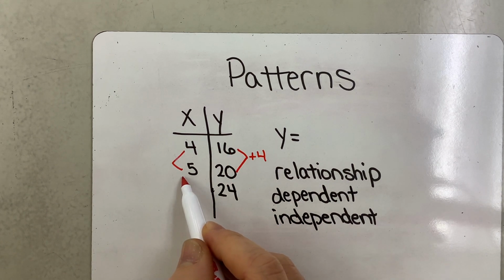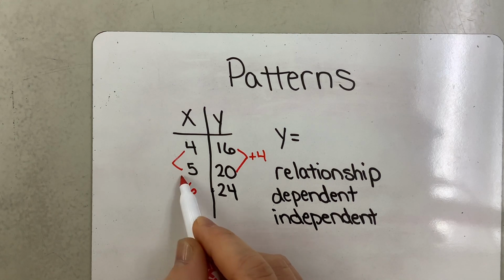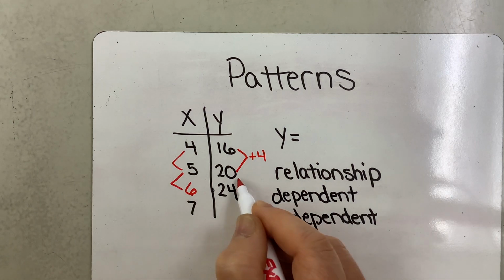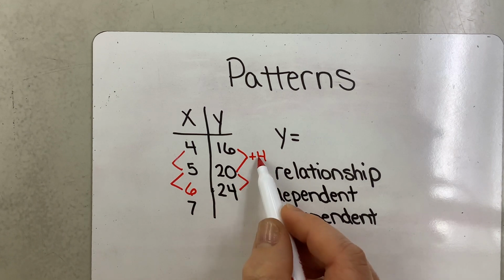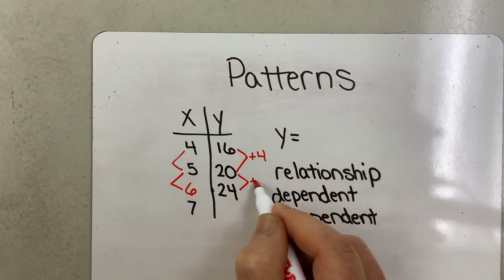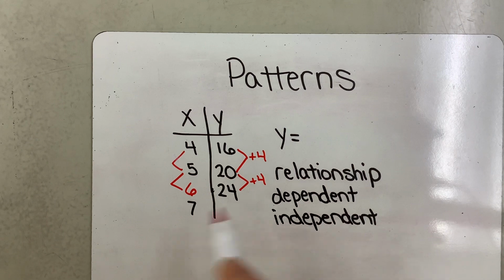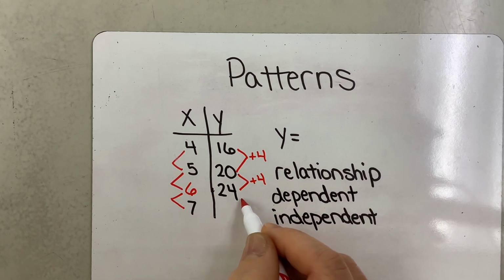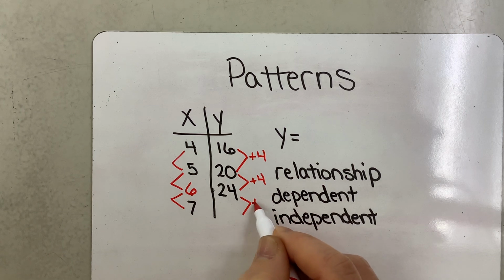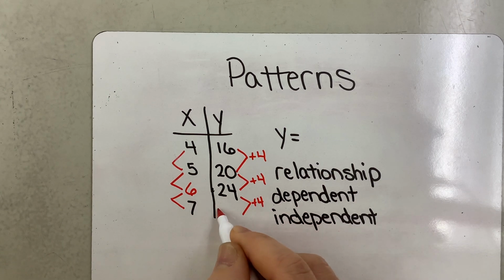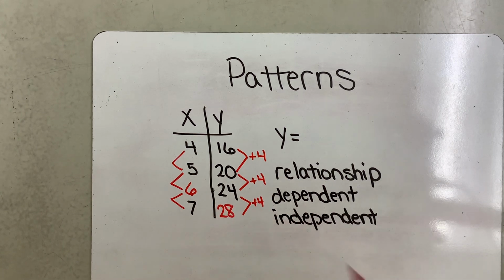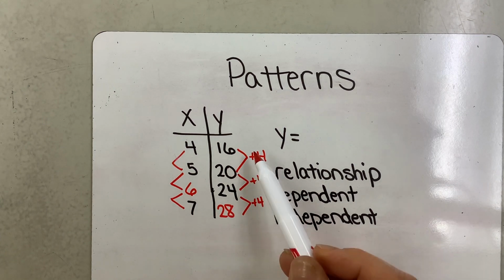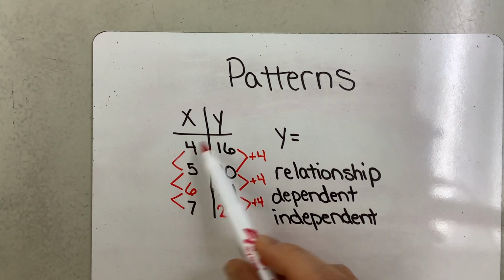So here I see that the 6 is missing, so I'm going to fill that one in. It goes up evenly, so I'm going to check this, and look, it again goes up 4. This one again, it's the next number, so I'm guessing my pattern of plus 4 should work, so that gives me a 28.